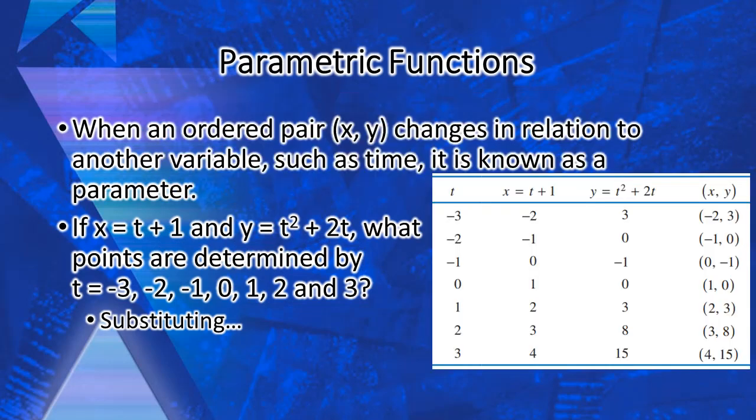Plugged in a negative 2, you should have gotten negative 1, 0 as your point. Plugged in a negative 1, you should get a 0, negative 1 as your x and y values. You plugged in a 0, you should have gotten 0, 1. You plugged in a 1, you should have gotten 2, 3. You plugged in a 2, you should have had a point at 3, 8. Or you plugged in a 3, you should have had 4, 15 as your final answer.